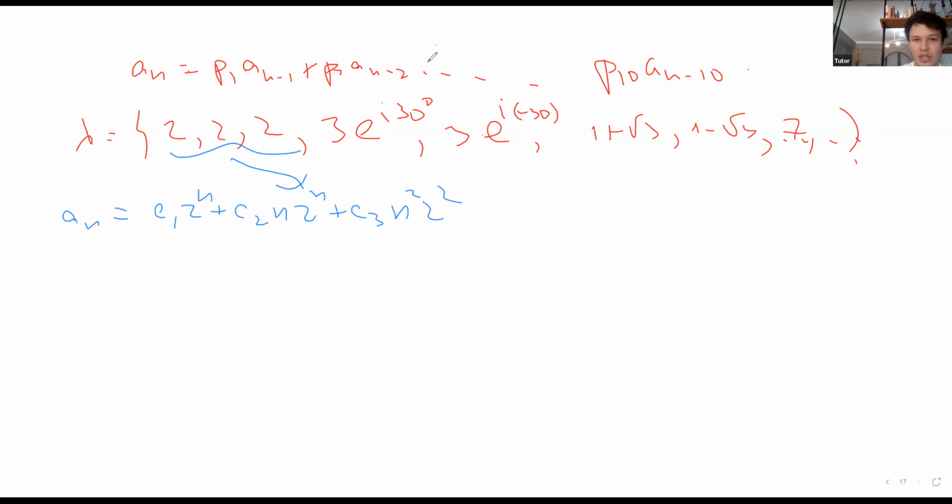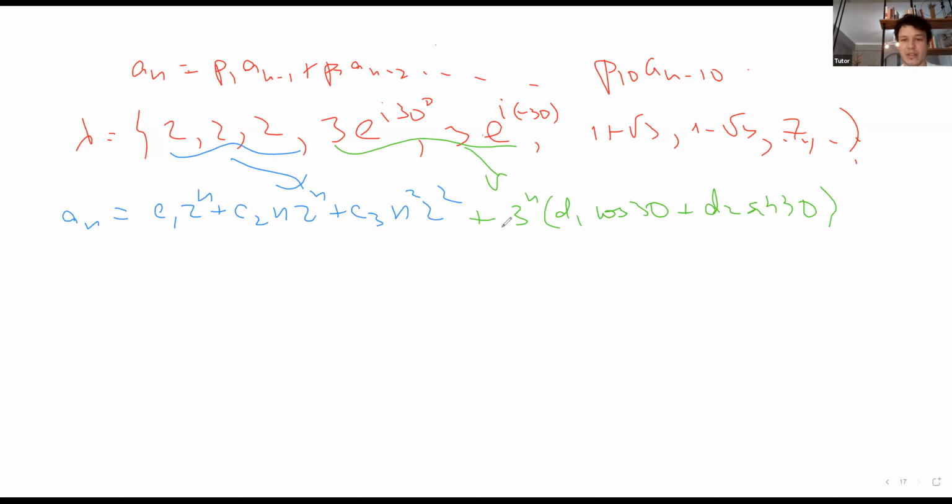And then what about the next two? So these two would be combined as sine and cosine, right? So you'd write 3 to the n, and then you'd write d1 cosine 30 plus d2 sine 30, right? Okay, so you've got this thing.